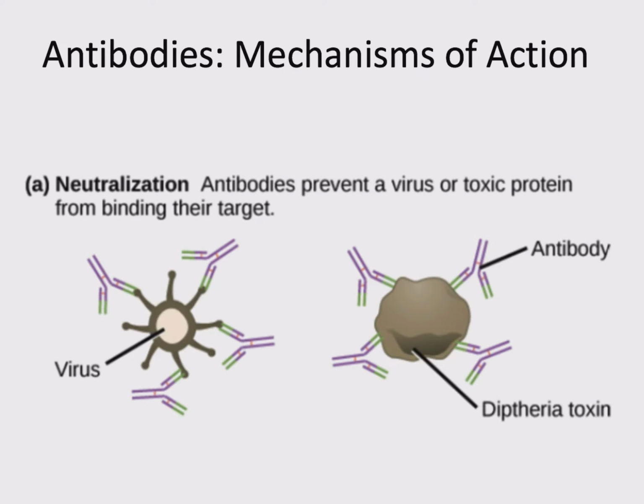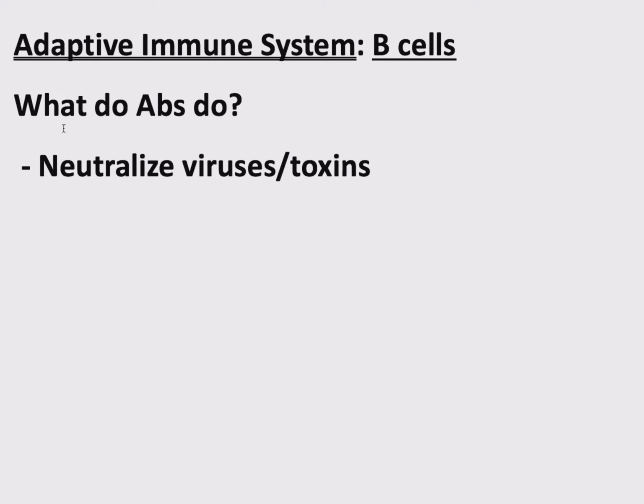One is by neutralization. As it turns out, a virus that is coated with antibodies can't do its thing. If you remember our chapter on viruses long ago, they're supposed to bind to the surface of their host cell, with protein-protein interactions facilitating that. If this virus particle is coated with antibodies, it's not going to be able to do that. And toxins, like this diphtheria toxin, similarly, if they're coated with antibodies, they're not going to be able to do whatever it is they're supposed to do. So this is one way that antibodies help us. They neutralize viruses or toxins.